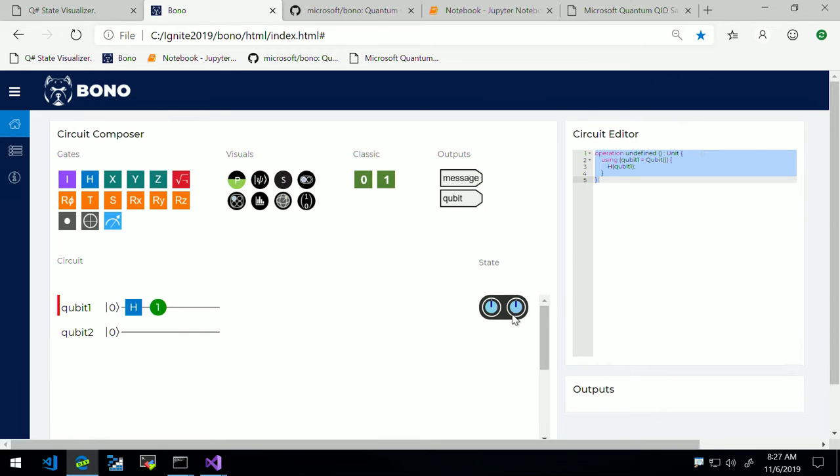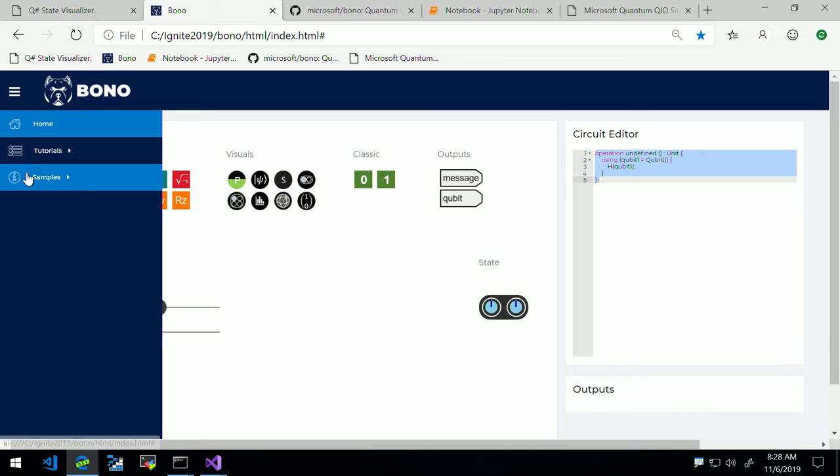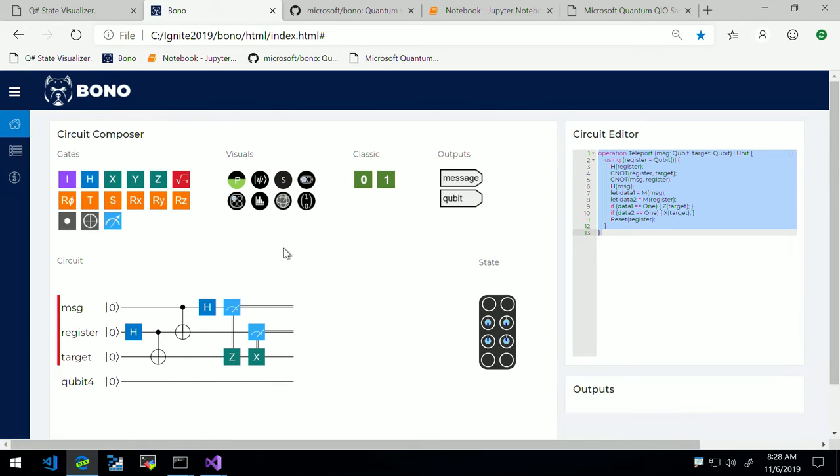This is one way of looking at superposition, a different way than that alpha beta way that we just showed you. This is using circles. The more filled in they are, the higher the probability that it's in that state. And then that arrow is kind of the phase, which says if it's negative or positive, effectively. And that's where you get interference. So this is a growing set of samples that we've got loaded into Bono. And there's quantum teleportation right there.